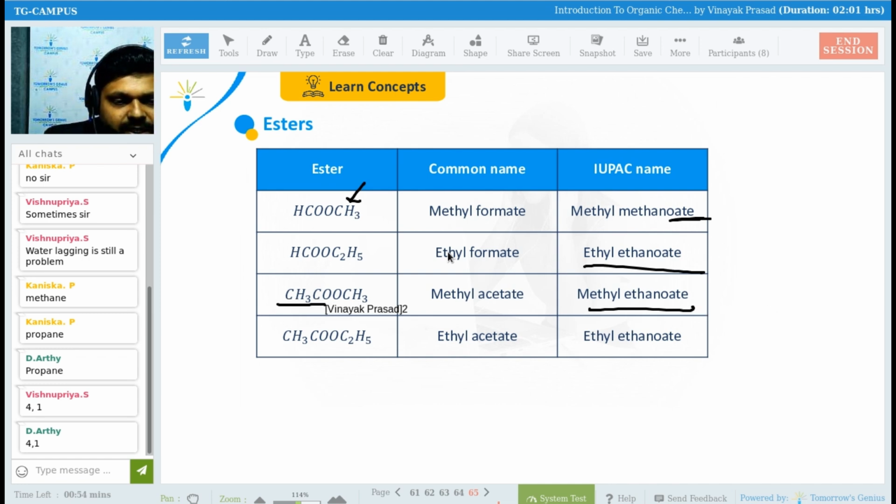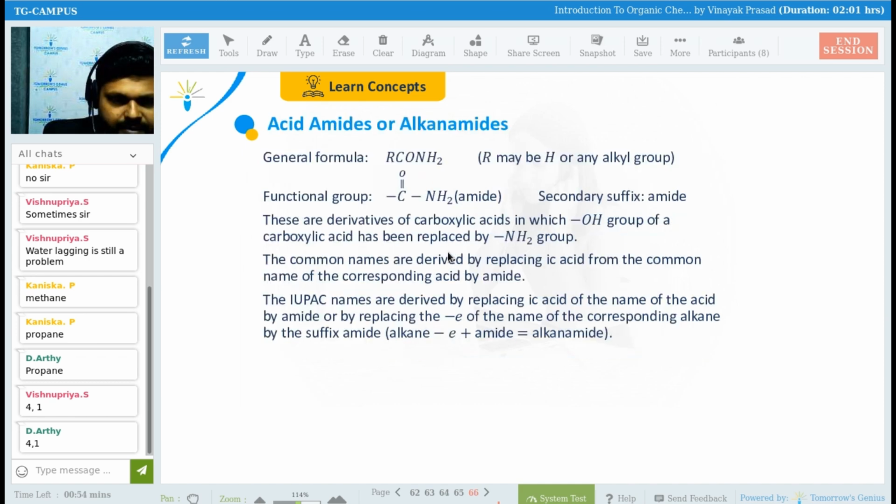This part will be ethanoate, and this part is methyl. Here it is ethyl ethanoate, because there are 2 carbon here and 2 carbon this side. Is it okay? So methyl methanoate, ethyl ethanoate, methyl ethanoate. See guys, what will be happening here? More will be the carbon, it will be going into the OH part, and lesser will be the carbon that will be going into the IL part.